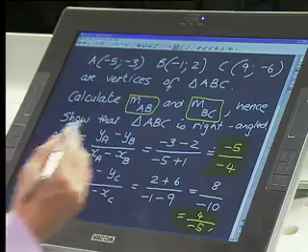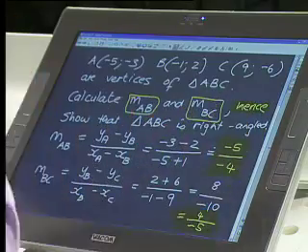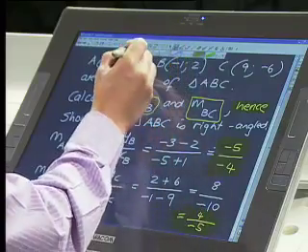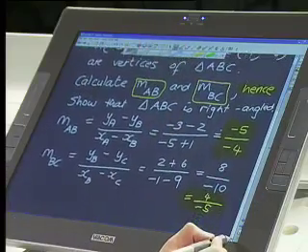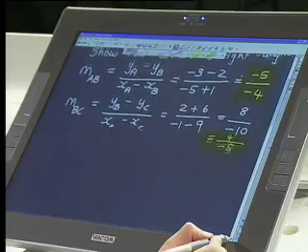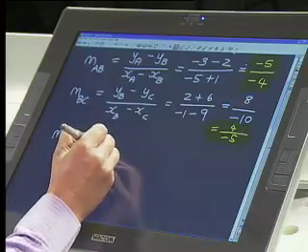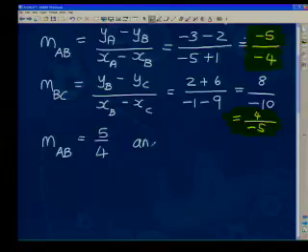It now says hence. When they say hence, Marubini, it means that what you have just done needs to help you in answering the next part. So it says hence show that triangle ABC is right angled. I have worked out that the gradient of AB is positive 5 over 4, and that the gradient of BC equals minus 4 over 5.